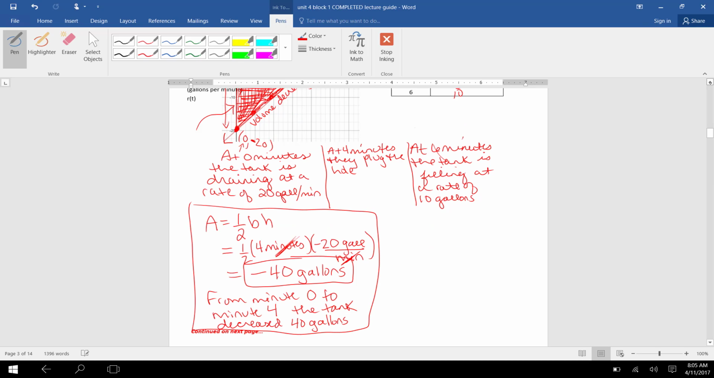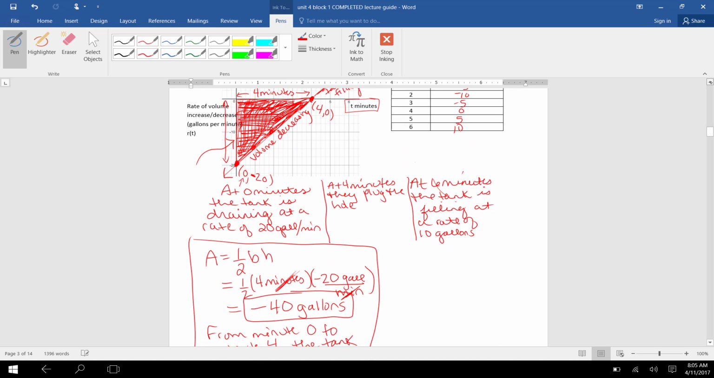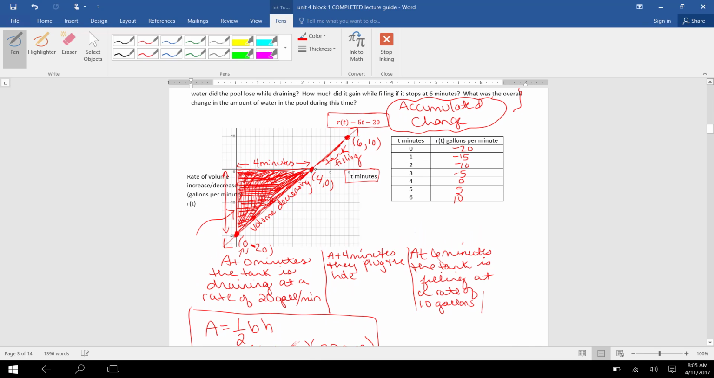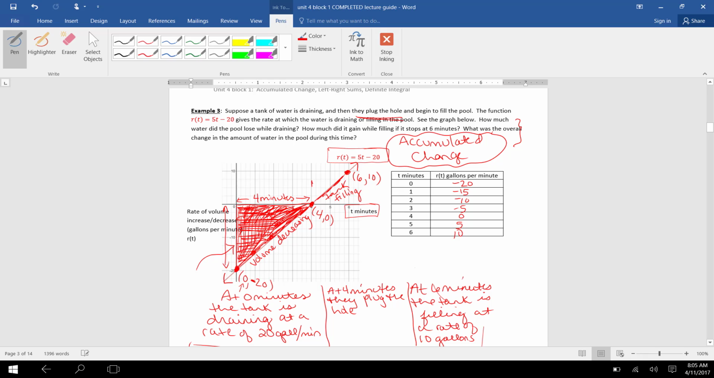All right, next it said find the amount of water that the tank gains after they plug the hole. So from minute 4 to minute 6. Again, we're going to use the same idea here. We need to find that area between the x-axis and the rate function. So here's the x-axis. Here's the rate function. We're finding the area, I'll put it in green, of this little triangle.